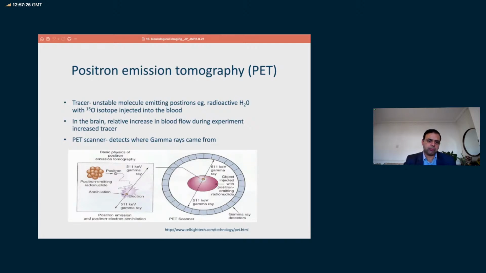The principle in PET studies is that you have an unstable molecule, essentially a tracer that's emitting positrons. For example, you have water that has an O15 isotope, and this is injected. In the brain, there's a relative increase in blood flow during an experiment, and thereby there's an accumulation of the tracer. The positron that's emitted collides with an electron, and two gamma rays are released. The patient is lying in a scanner that detects gamma rays, and based on the changes in activity, one gets an idea about a change in metabolism, and that's the signal.